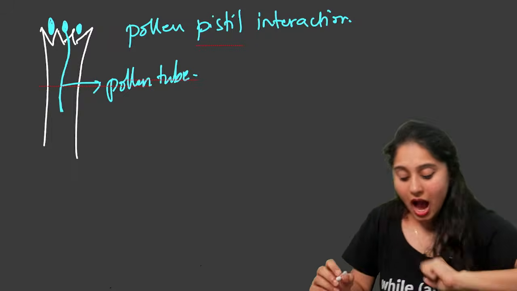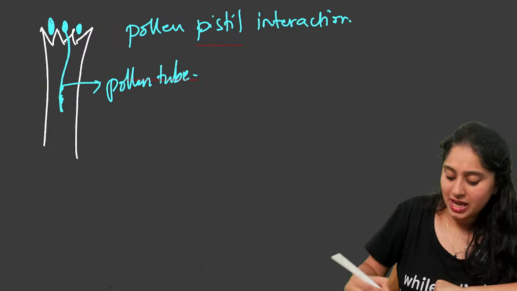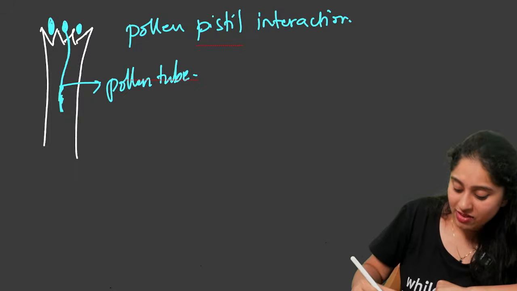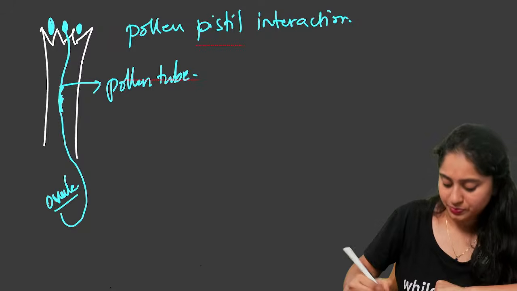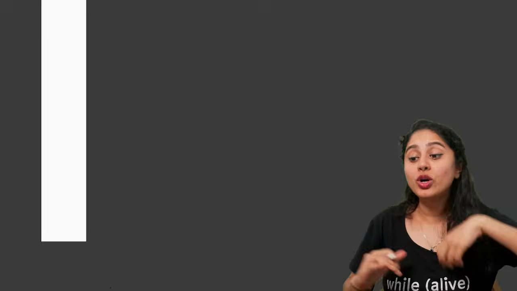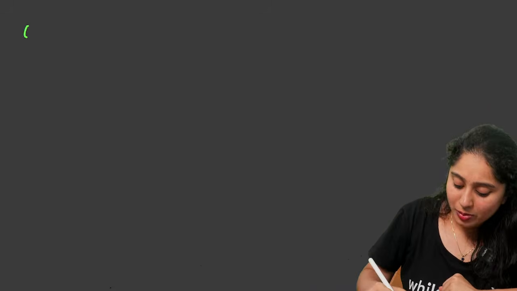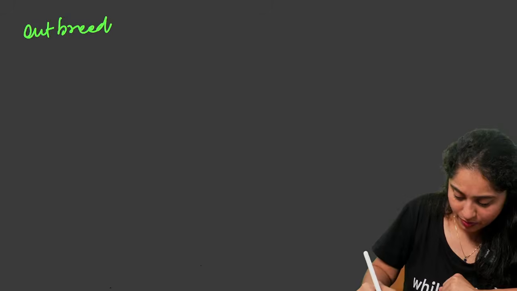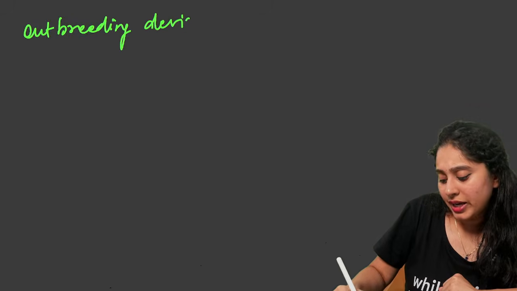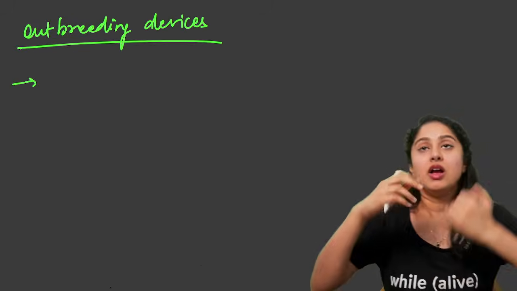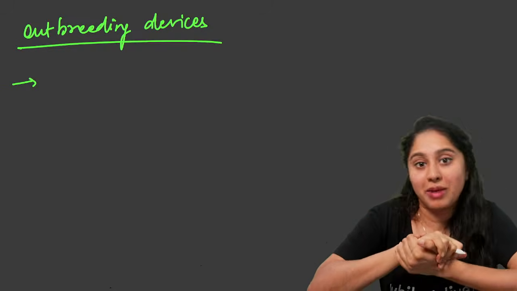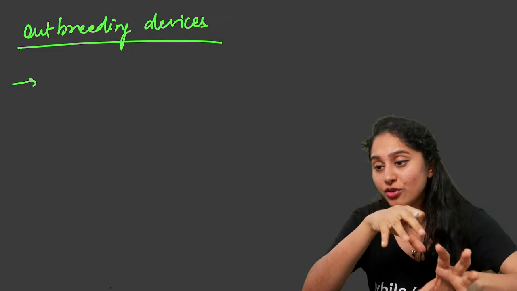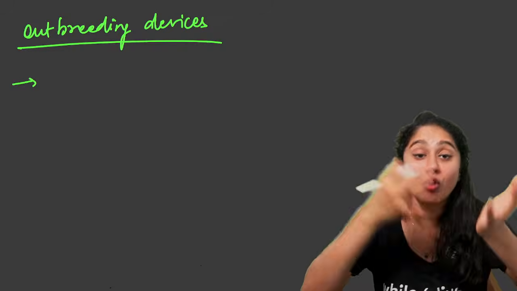So, here I will have the two male gametes traveling inside the pollen tube and reaching the ovule. Is that clear? Now, before I go to fertilization, which happens in the ovule, I will talk to you about the outbreeding devices. What are the outbreeding devices? We can prevent self-pollination from happening by using different kinds of methodologies. That's what we call these outbreeding devices.